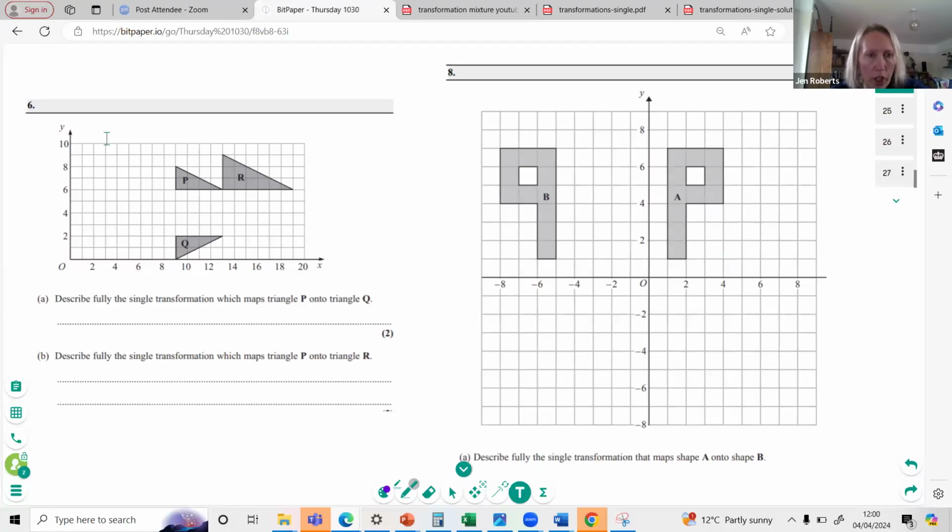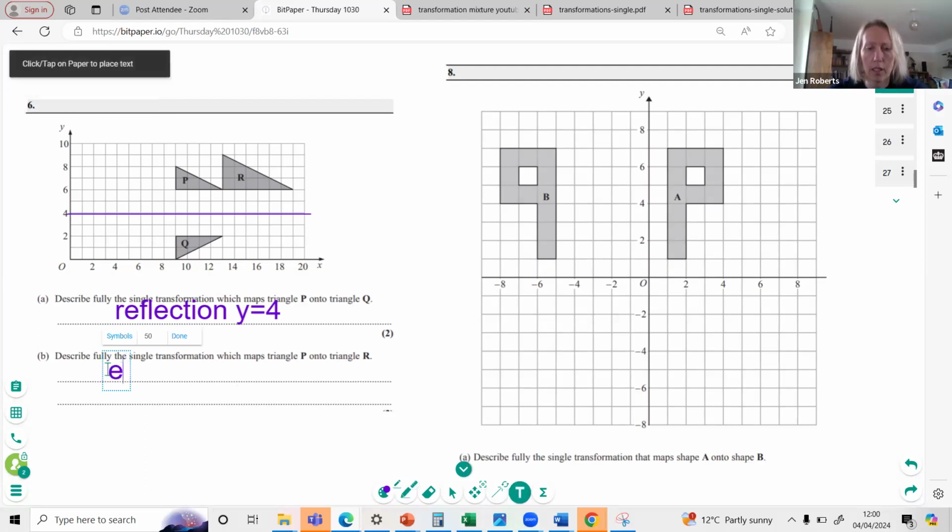So we've got P onto Q first. P onto Q, it's flipped. So it's a reflection. The mirror line puts your y-axis at 4. So we need reflection, y equals 4. P onto R. See, that's an enlargement. So we need enlargement.